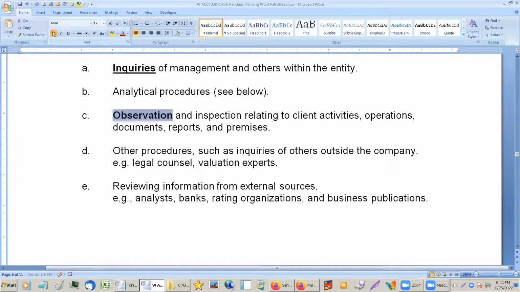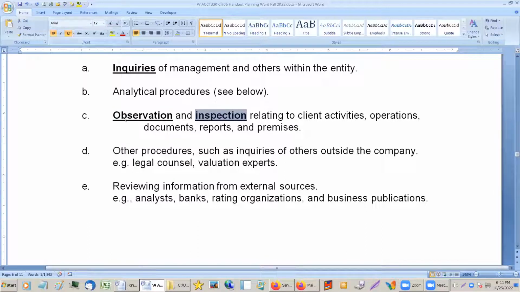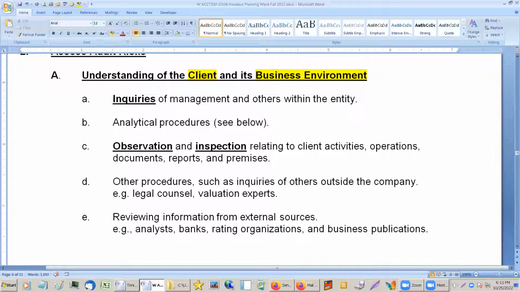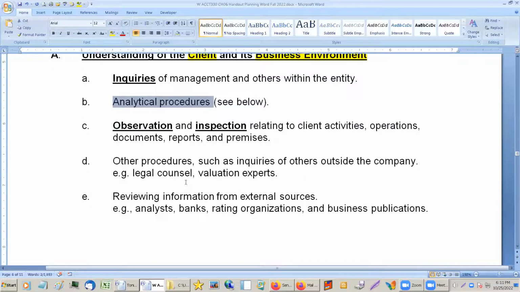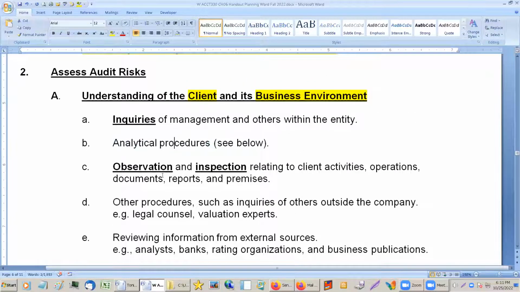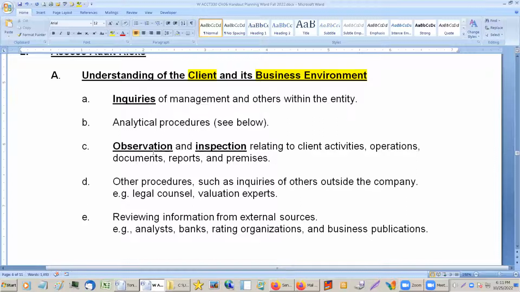Observations. And inspections. Observation is a huge one. This is probably some of your best. Oh, by the way, I skipped over analytical procedures. We're going to do analytical procedures below here. But observation is a really good one.